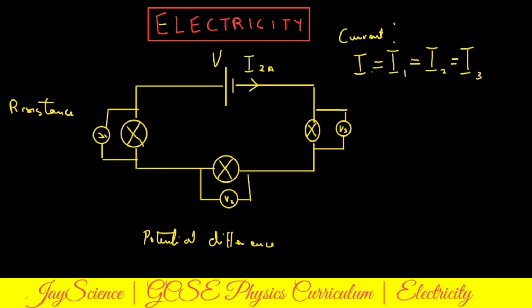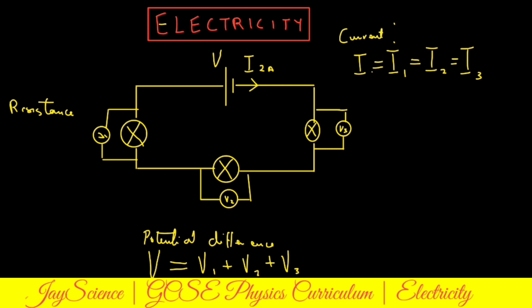Now for the potential difference, it is shared between the components. If the beginning potential difference is V, that's the starting potential difference, or what we say, the potential difference of the cell, that will be equal to the sum of V1 plus V2 plus V3. One thing you should know is that potential difference is always connected in parallel to the circuit. That's why you can see that we're creating an extra loop here.